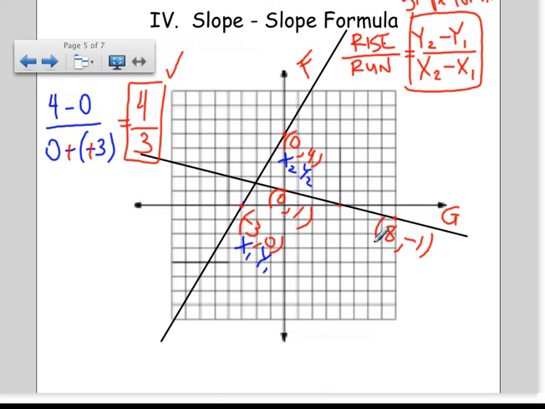I'll label my x values. This is the x value of my first point. This is the x value of my second point. This is the y value of my first point. This is the y value of my second point. And then I will plug them in to find the slope.